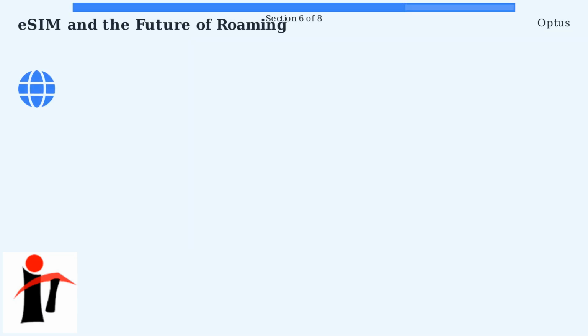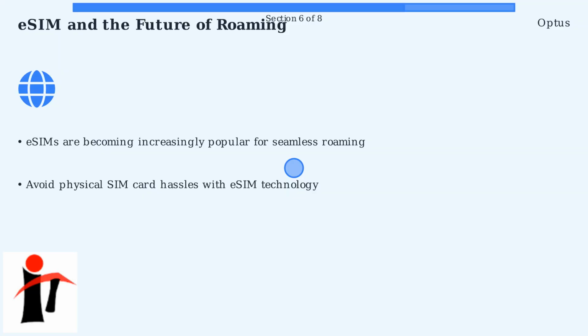in your location. eSIM technology is revolutionizing international roaming by eliminating the need for physical SIM cards. Optus has experienced a significant 40% increase in eSIM activation specifically for roaming purposes. With eSIM, you can activate roaming services digitally, avoiding the hassle of swapping physical cards. This makes international travel much more convenient. Optus reports a 40% year-over-year increase in eSIM activations for roaming, showing the growing popularity of this technology.